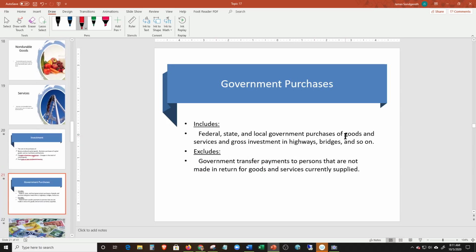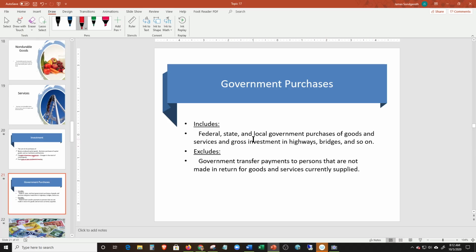Government purchases includes federal, state, and local government. Here at the local government level, we have independent school districts. What else? Planned unit developments, the community college district, the hospital district, the city governments, the county governments, the state governments. Okay, so all the way up.